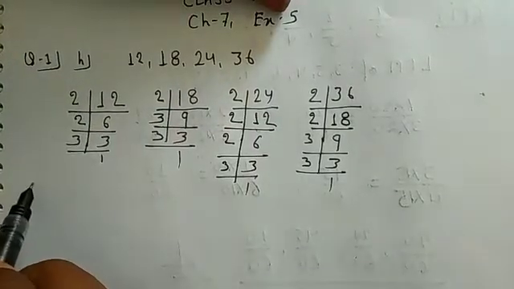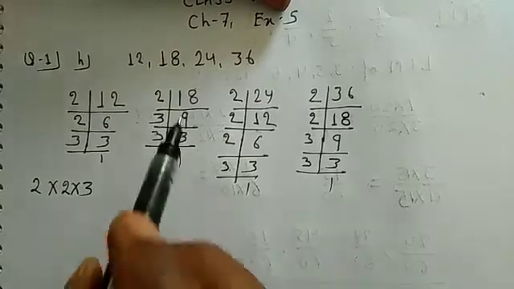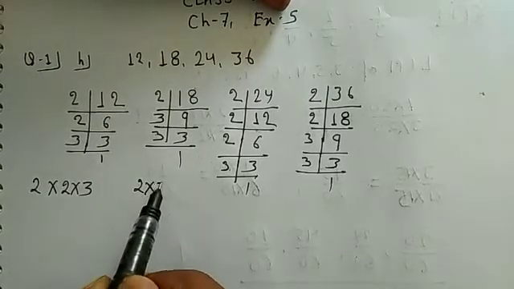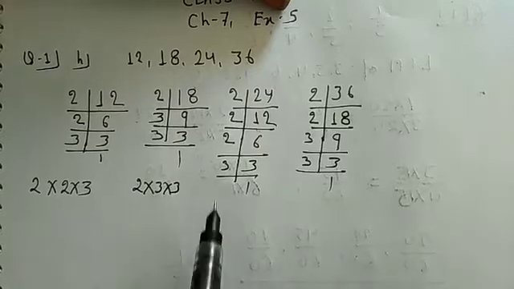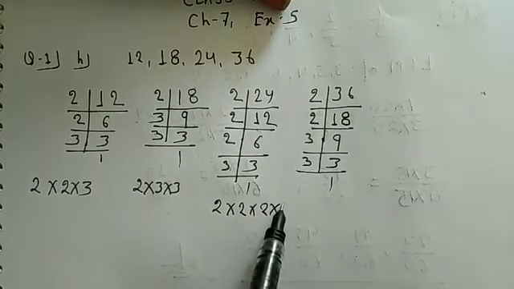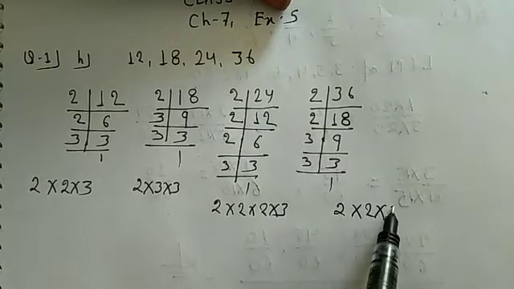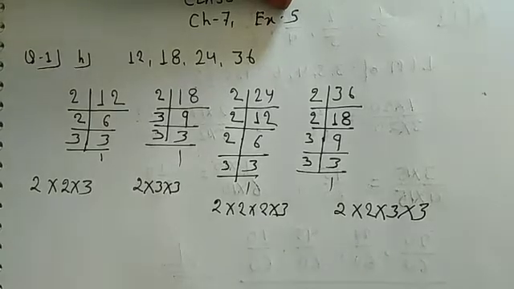In this, that is 2 into 2 into 3. In this 2 into 3 into 3. In this, that is 2 into 2 into 2 into 3. In this, that is 2 into 2 into 3 into 3.